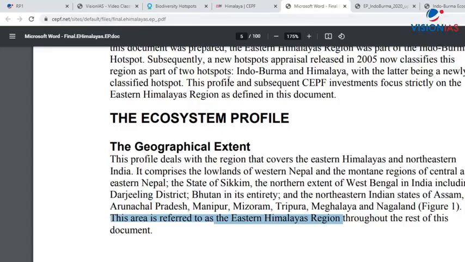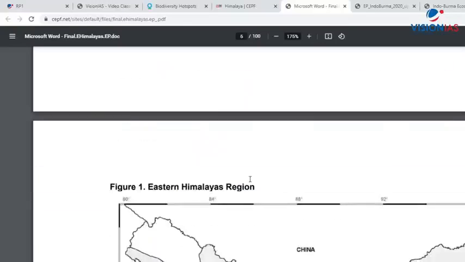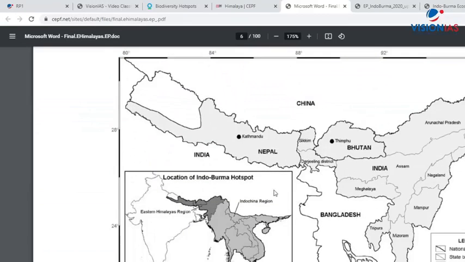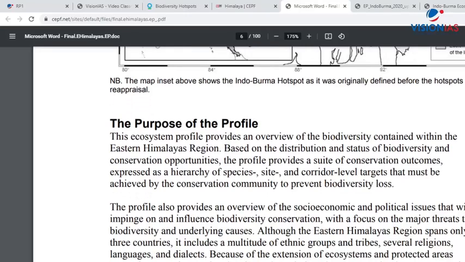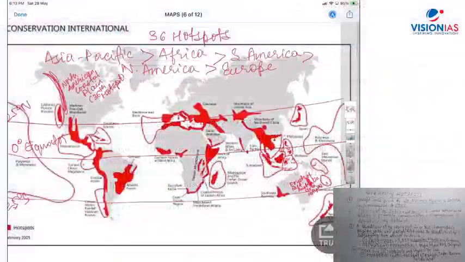Right, Indo-Burma, see here what is given, two hotspots now here. Indo-Burma and Himalayas together, right, both of them together, so you can see this part, Eastern Himalayas part of it. There's an overlapping part of it. Now let's again look at the 36 hotspots. If you look worldwide, this is the map. This is the 36 hotspots there. So there is an overlap. Humaira, there is an overlap between Indo-Burma and Eastern Himalayas.